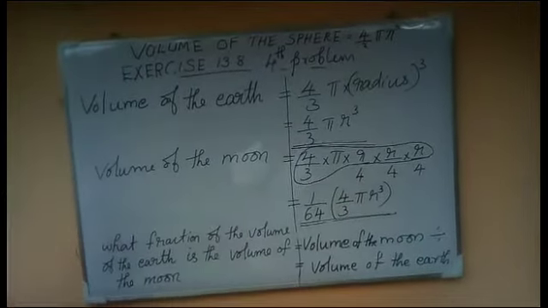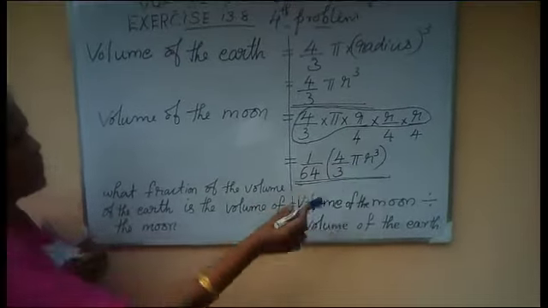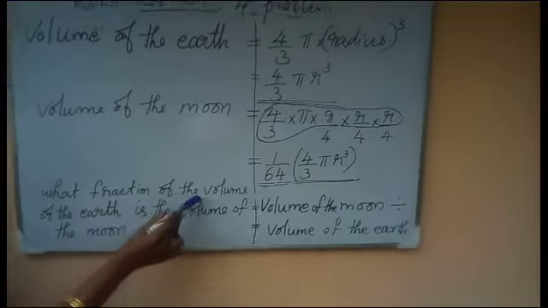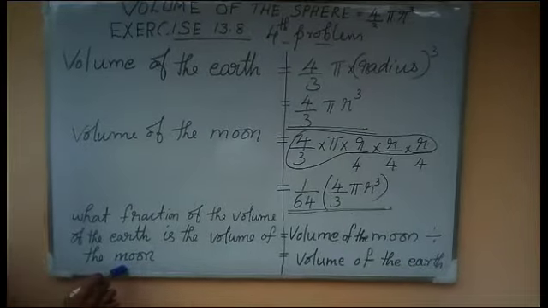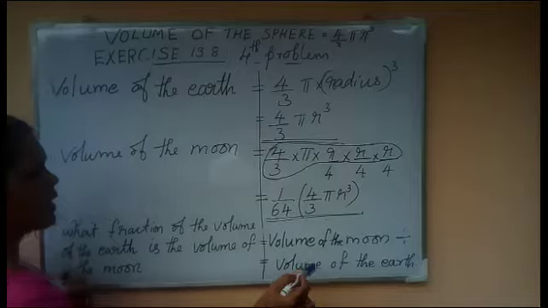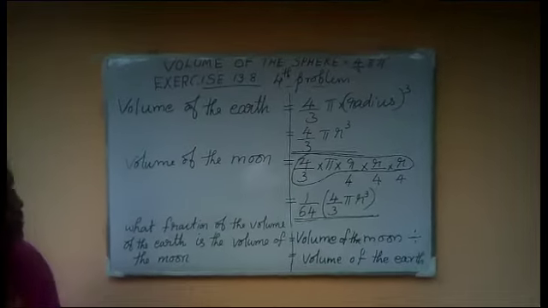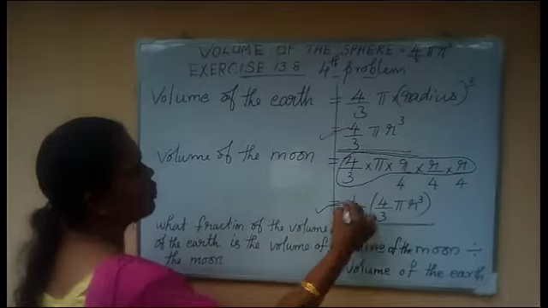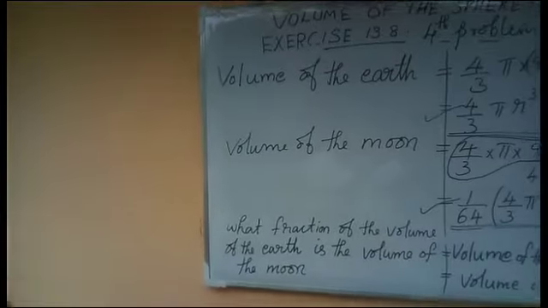Multiplied together, it becomes 4 by 3 pi r cube. Then the question is, what fraction of the volume of the earth is the volume of the moon? So you can find the volume of the moon divided by the volume of the earth. So you can divide these two answers. Then you will get the fraction.